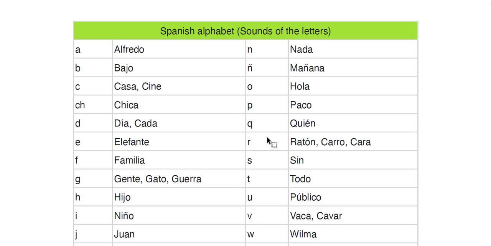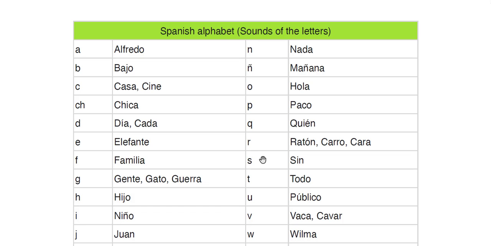All right, letter R. Ratón, carro, cara. So if the letter R begins a word, it gets trilled or rolled. If there is a double R within the word, then it will also get trilled or rolled. If there is a single R within the word, it takes on more of a D sound. Perhaps it has a hint of an R in there, but for the most part, it makes a D sound. Cara.